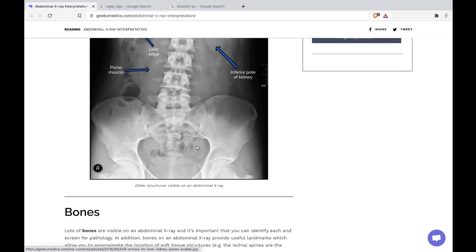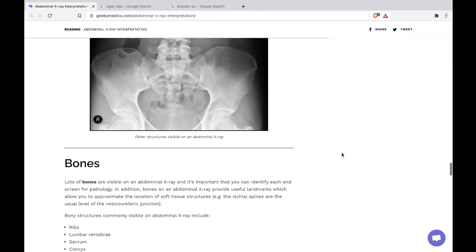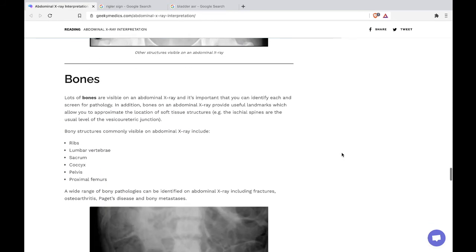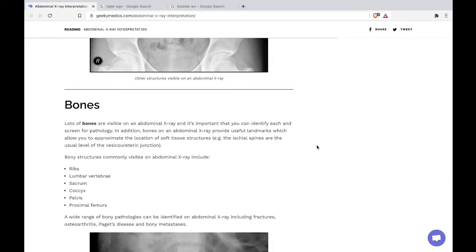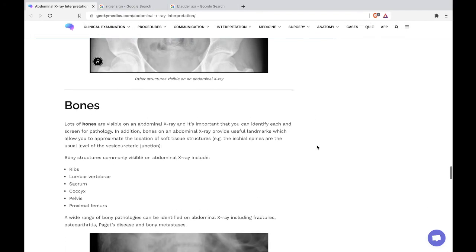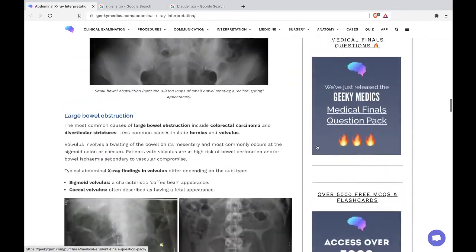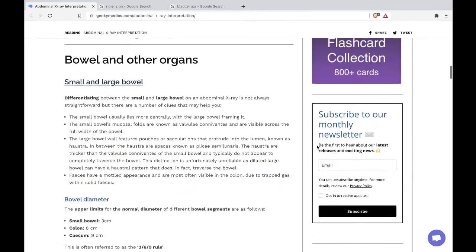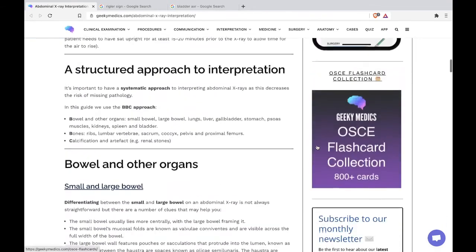I don't see it clearly here. Next, go to bones. So BBC, right? B for bowel and other organs. So I've done with that. Bones. The second B stands for bones. I have bad memory. Let's look for it.